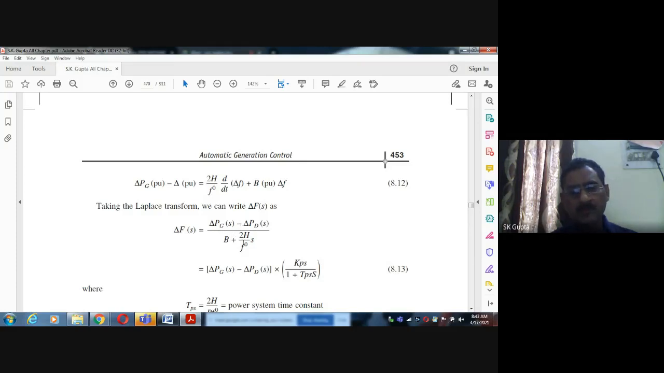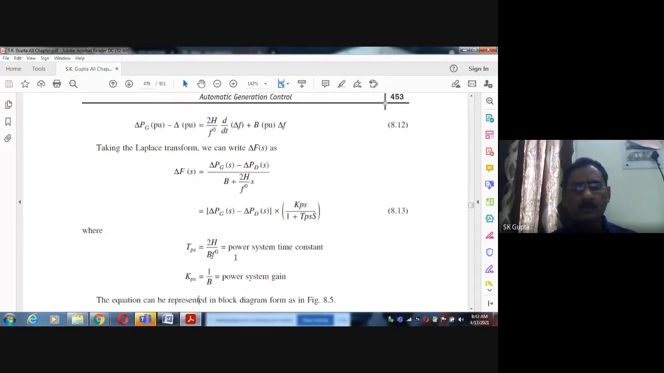So now again writing this equation: PG minus PD, 1 by B, 1 by S plus B divided by B here, B taken out, if you take B out it will come as 2H by FB into S plus 1, this 2H by FB is written as TPS। In this way we have written again 2H by BF is the TPS and 1 by B here, 1 by B is the KPS.